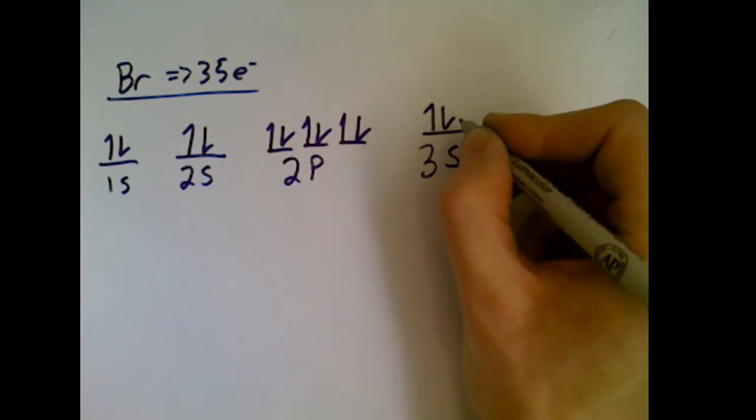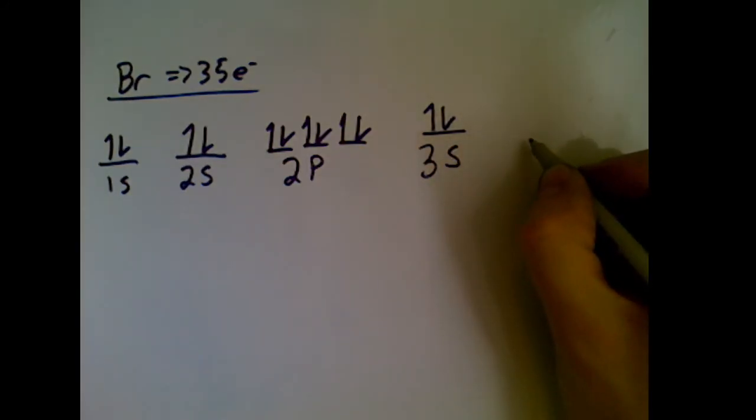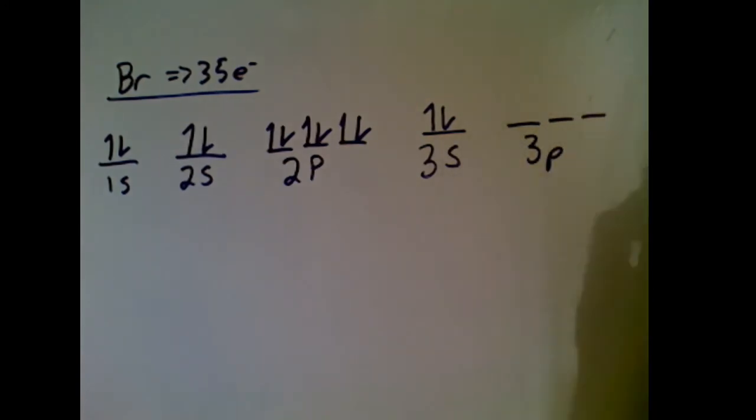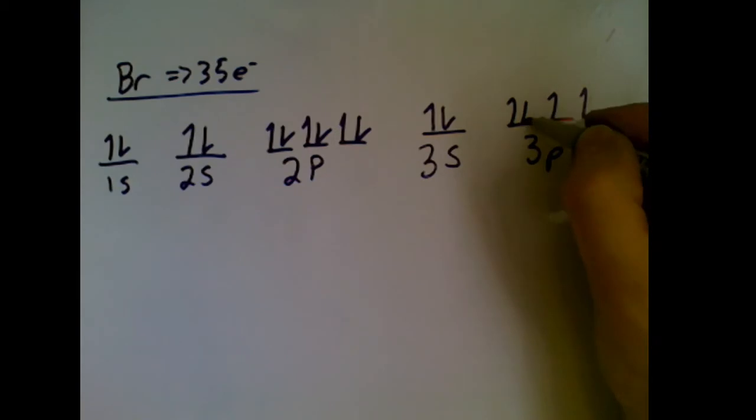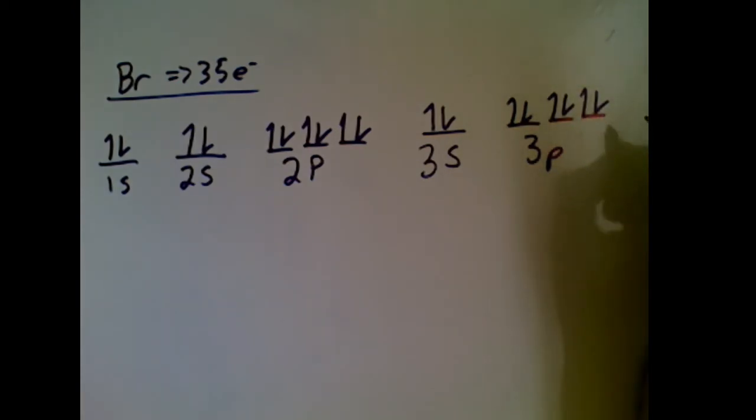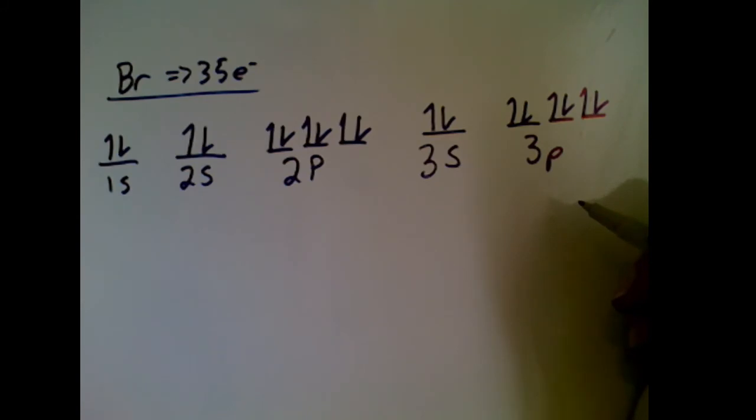S's hold a maximum of 2. P comes after S, so 3p. It's a p, so it has 3 energy levels. So 1, 2, 3, 4, 5, 6. We still have to keep going because we're not finished yet. We still have extra electrons to go.